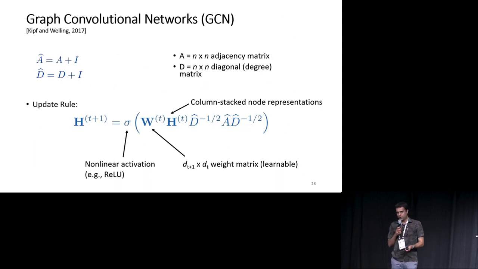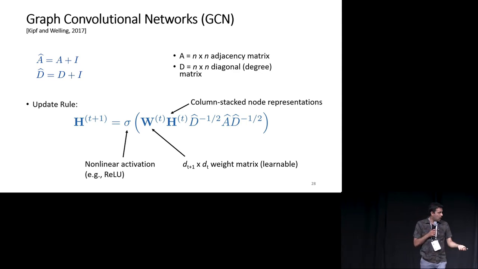Now let's take a look at a couple of common, popular, early graph neural network architectures. One of the simplest ones is the graph convolutional network, or GCN. I think you can understand it most simply by this update rule at the bottom, where you column stack your node representations into this matrix big H. This matrix has n columns, and each column is the representation of the node after the t-th message passing step.